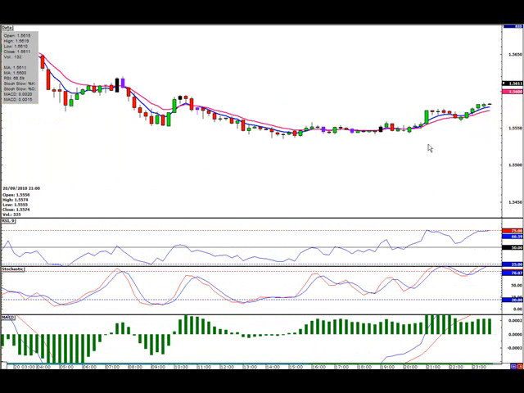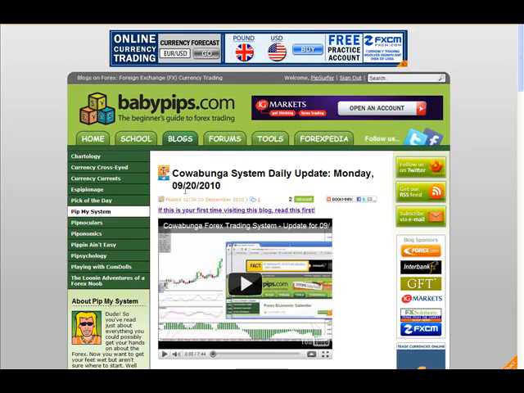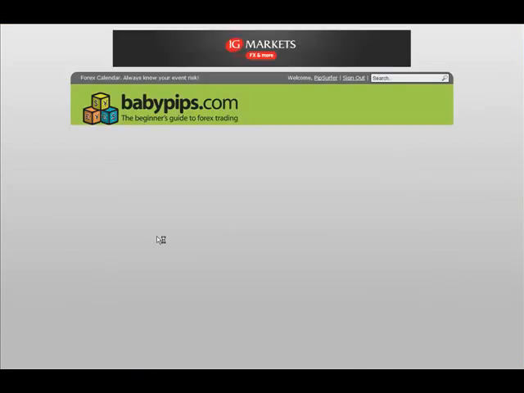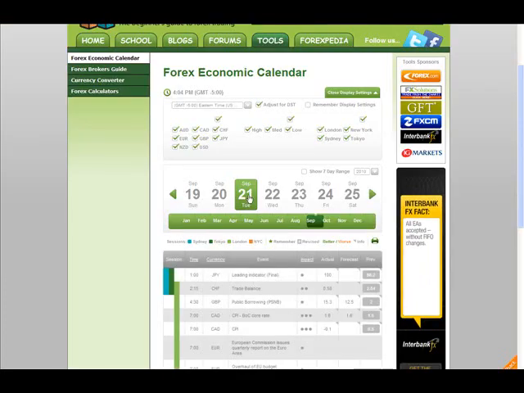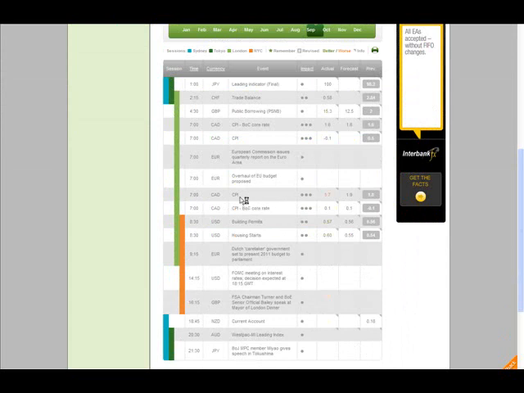Before we start looking at our trades, let's take a look at our news events for the day. You can go to babypips.com, click on the Tools tab, and it's going to automatically bring up the news events for the day. Today is the 21st of September, and we're looking for news that affects either the UK or the US. Under the currency column, we'll look at anything that says GBP or USD, and we only want news that may have an impact on the market. Under impact, we want at least 2 or 3 dots. Anything with 1 dot we will disregard.